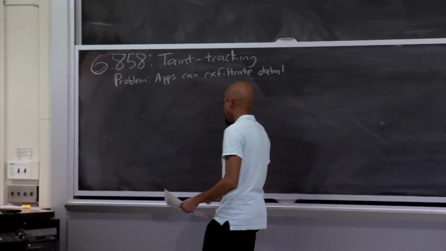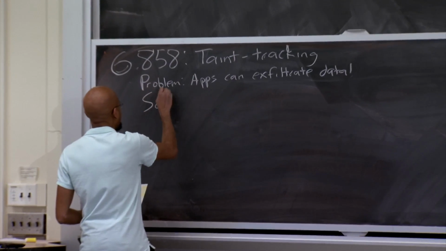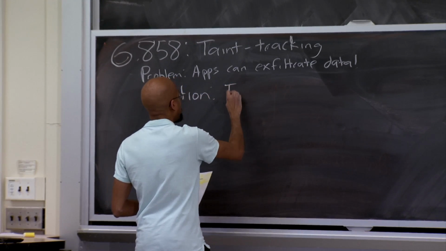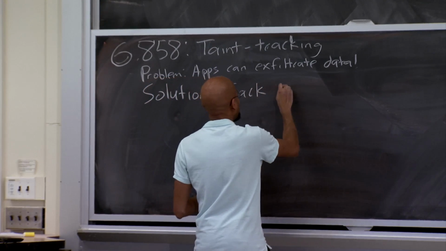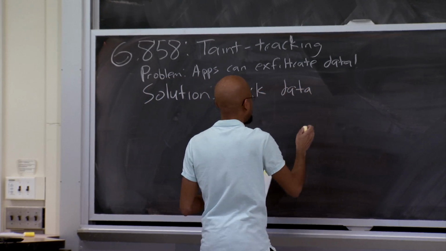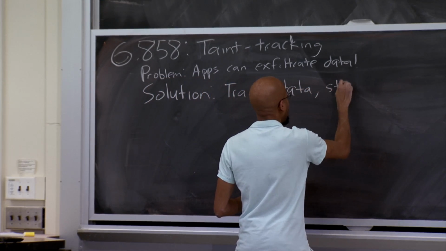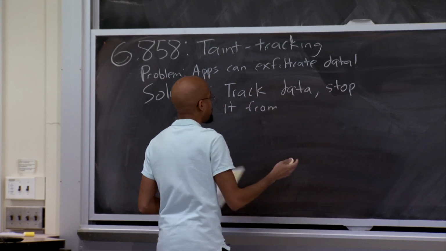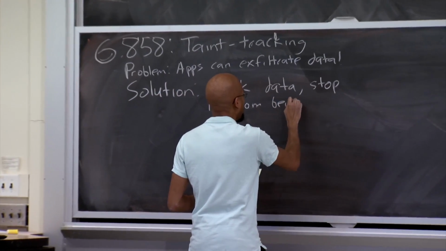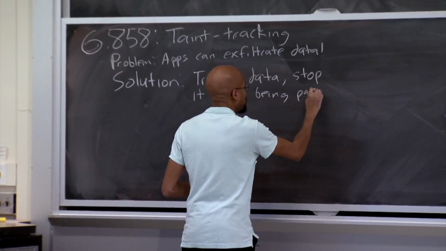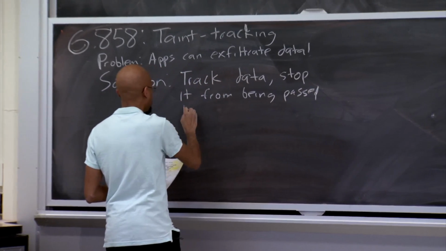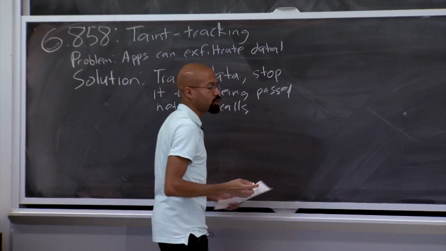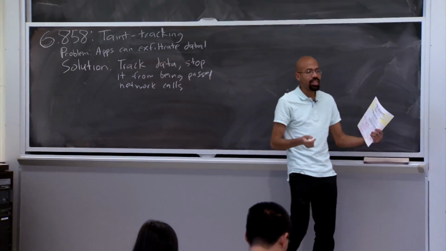So the high-level solution that the TaintDroid paper suggests is that we should basically track the sensitive data as it flows through the system, and essentially we need to stop it from going over the network. In other words, we need to stop it from being passed as an argument to networking system calls. And presumably if we can do that, then we can stop the leak right at the moment that it's about to happen.